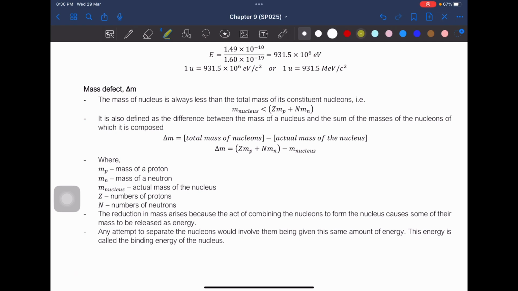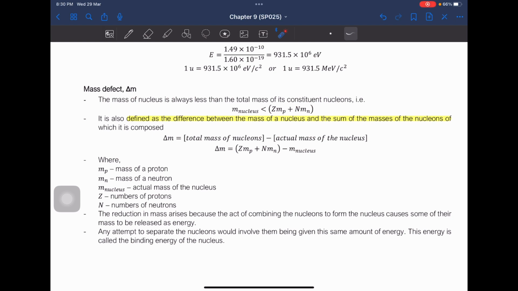Okay, so mass defect is defined as the difference between the mass of a nucleus and the sum of the masses of the nucleons of which it is composed. So the mass of the nucleus must always be less than its constituent nucleons. This is the proton number, I believe, multiplied by the mass of the proton, and then the neutron number multiplied by the mass of the neutron. They do give it in the exam, but I believe it is on the front page of your formula sheet if I'm not mistaken.